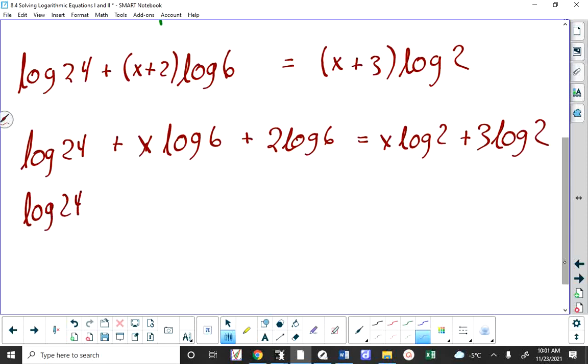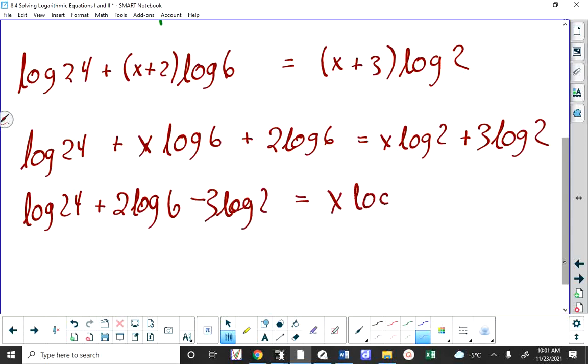Log of 24 plus, I really want to write log of 36, but let's see how this breaks down. Then, so it's 2 log 6 or log of 36. I have to subtract 3 log 2. This will be equal to x log 2 minus x log 6.